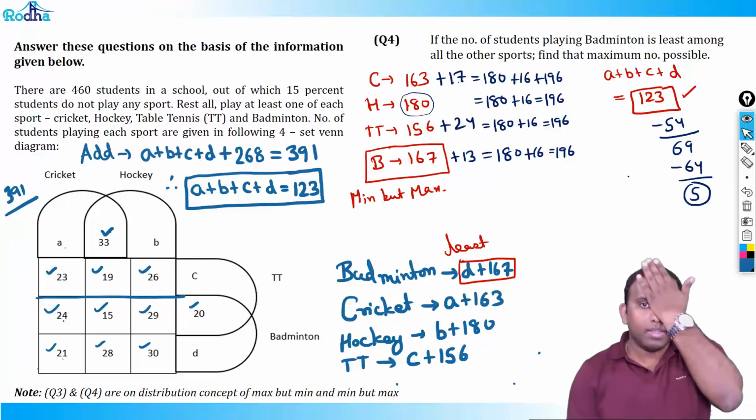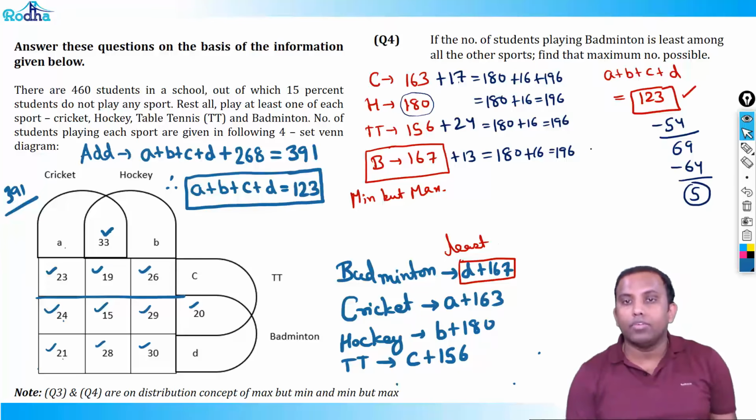Now see, among these 5 chocolates, understand the situation: if I give any one chocolate to B, right?